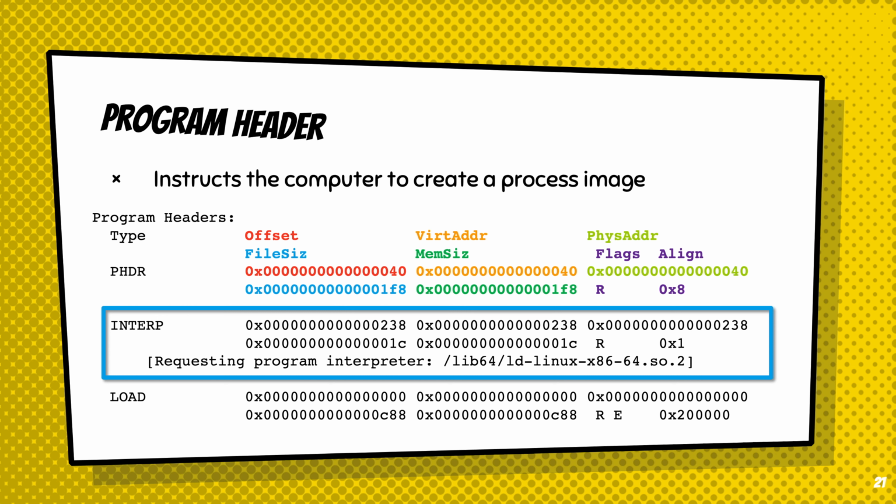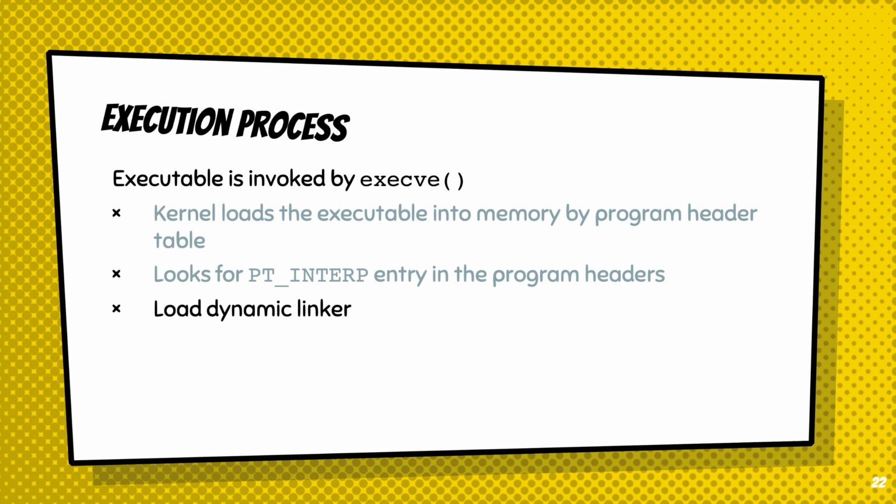If you look at the bytes at hex 238, you will find this exact string, /lib64/ld-linux-x86-64.so.2. So this points to the actual program interpreter, and for ELF, the program interpreter is the dynamic linker. If the binary is in other languages such as Python, the interpreter will be different. And third, after the operating system figures out the interpreter, which in the case of an ELF binary is the dynamic linker, it will start to load the dynamic linker.